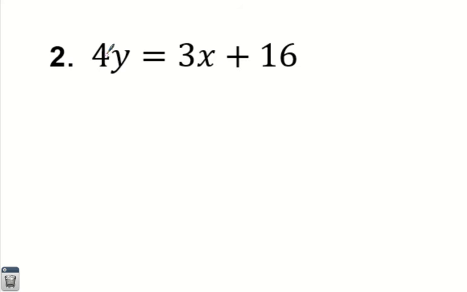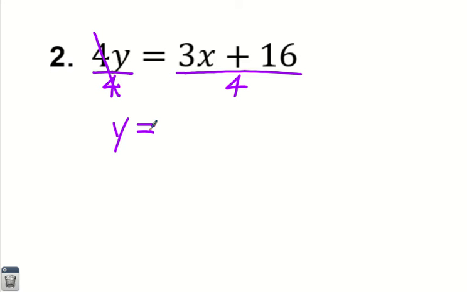What can I do to make this 4 go away? It's crowding the y. It's on the same side as the y. So wouldn't we divide both sides by 4? And that will get y all by itself.